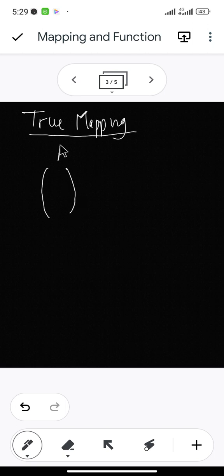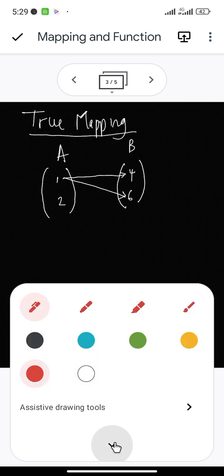two sets, set A and set B, you can have, let's say, 1 and 2, and you have 4 and 6. Now, when you want to map this, let's say a function is relating the both of them and the function maps A into B. According to our rule, no element in the domain can have two images in the codomain, meaning a function cannot map one element in the domain to two elements in the codomain. So this is not true mapping.